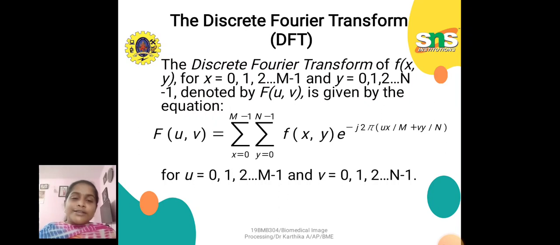Okay, what is the formula for this F of u,v? F of u,v is equal to summation x equal to 0 to M minus 1, summation y equal to 0 to N minus 1, f of x,y times e power minus j 2 pi of (ux by M plus vy by N), for u equal to 0, 1 up to M minus 1 and v equal to 0, 1 up to N minus 1.